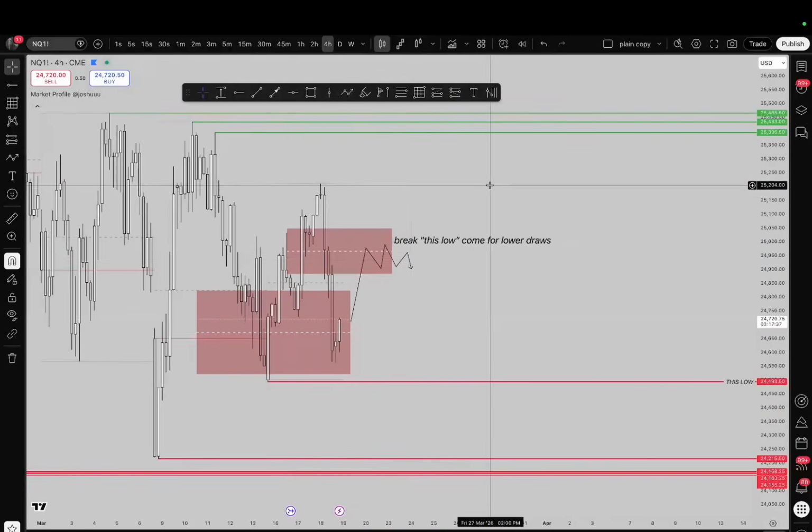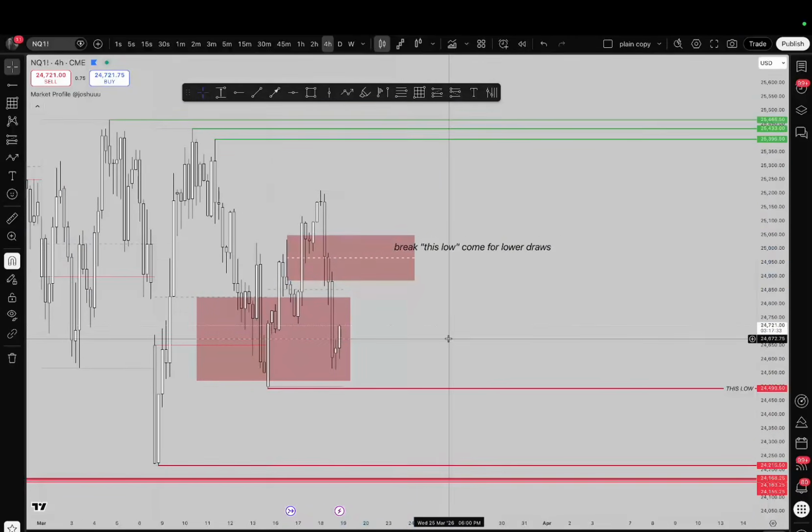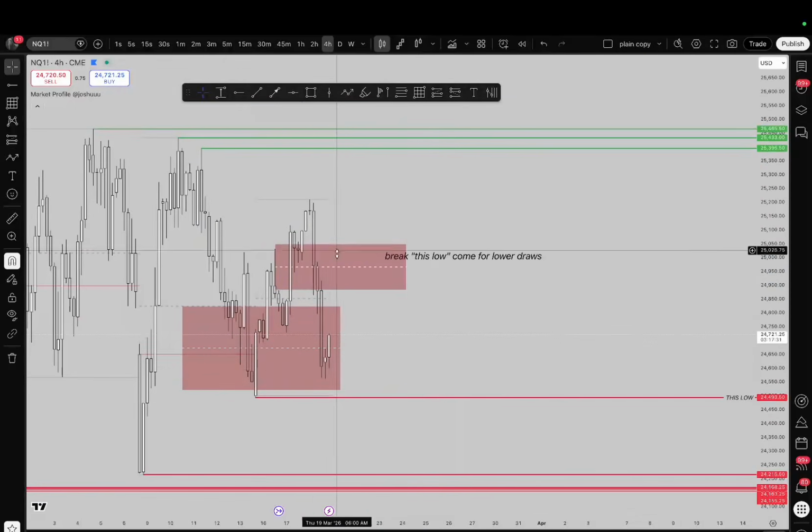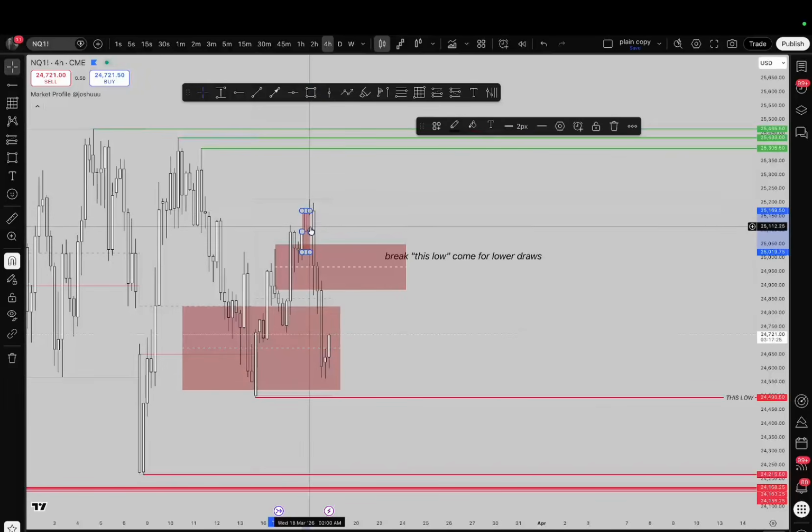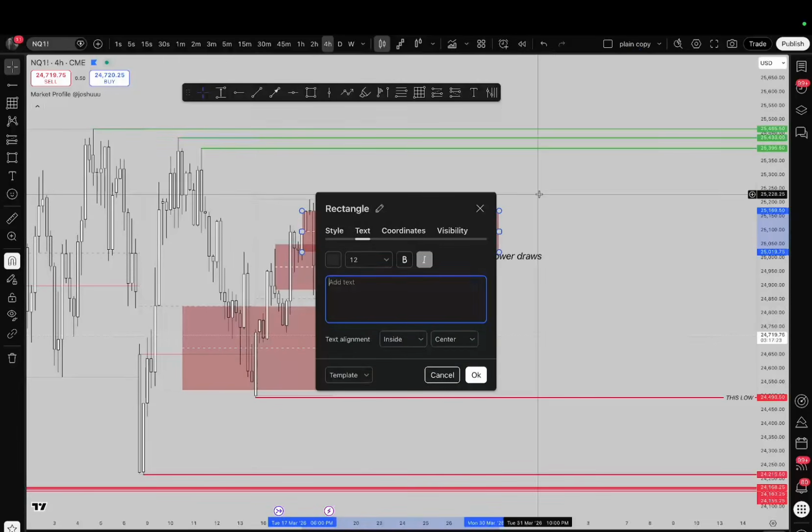Yeah. So I'd say here, we're probably going to come up to this area, I'd assume, and then we'll probably chop around in here. Like people are going to get faked out in this order block kind of area. But I would say that this area we have here is a very key area.